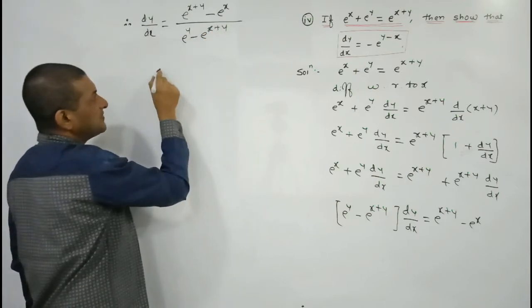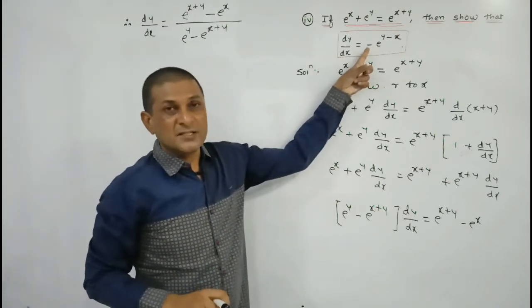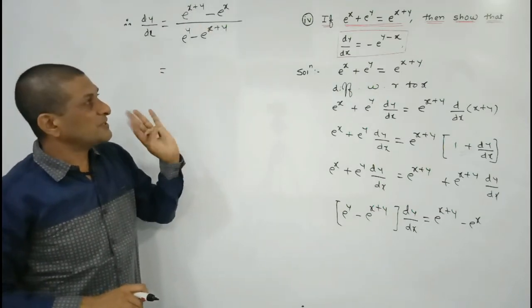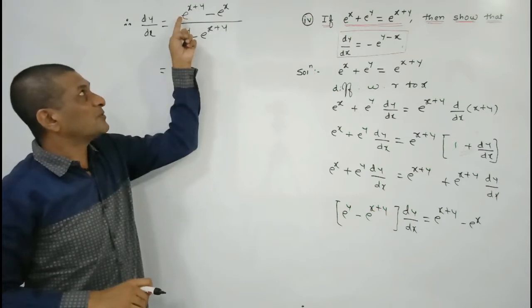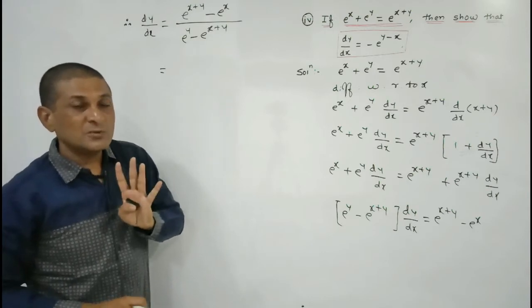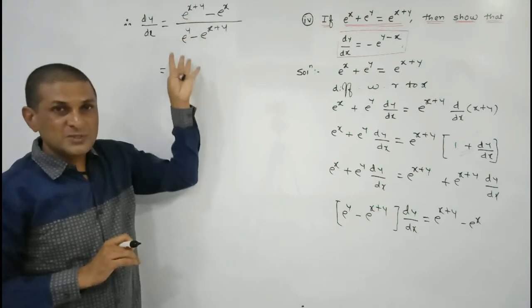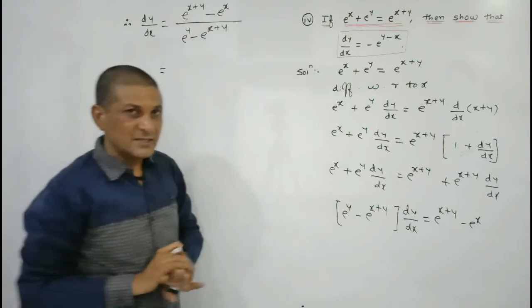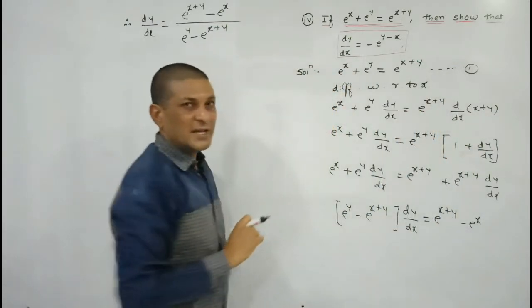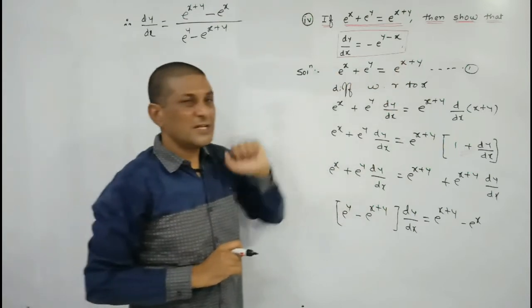In this way we have got the value of dy by dx, but this is not our required result, isn't it? To get our required result we have to simplify it. It is in the form of a raised to power m plus n, but applying laws of, sorry, not laws of logarithm, laws of exponent, we are able to simplify it, but not able to get our required result. That's why we are using the given condition to simplify it. According to this given condition, what is the value of e raised to power x plus y? E raised to power x plus e raised to power y.